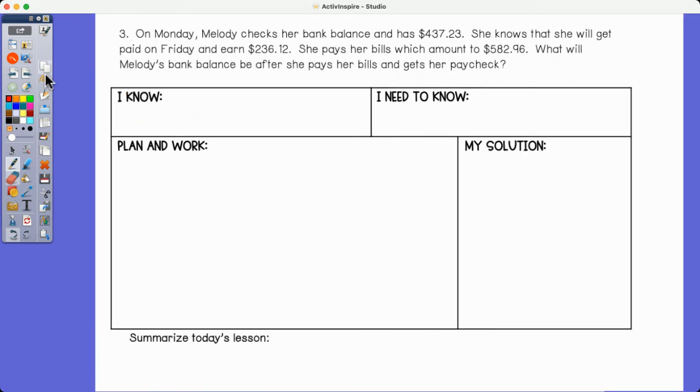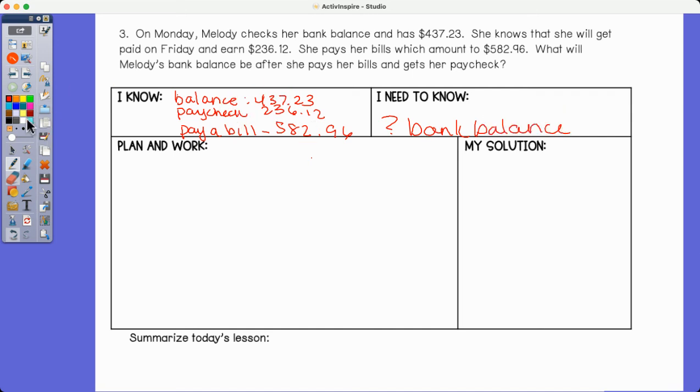Okay, last problem. On Monday, Melody checks her bank balance and has $437.23. She knows she's going to get paid on Friday and earn $236.12. She pays her bill, which amounts to $582.96. What will Melody's bank balance be after she pays her bill and she gets her paycheck? So I know her balance, which is $437.23. I know her paycheck is $236.12. I know she's going to pay a bill, and that is $582.96. I need to know her bank balance when she's done.